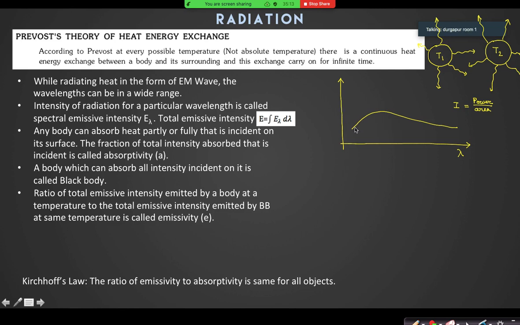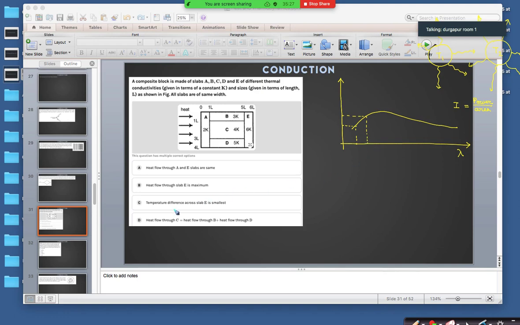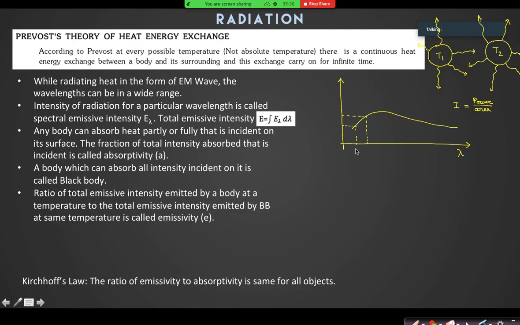So if you are looking for the intensity of wavelength lambda 1, that is the intensity corresponding to lambda 1, and that is the intensity corresponding to lambda 2, like this. So this is E lambda 1, this is E lambda 2. What is E lambda? E lambda is known as spectral emissive intensity. What is spectral emissive intensity? Can you define it? It is the intensity emitted by the body for a particular wavelength, yes or no?